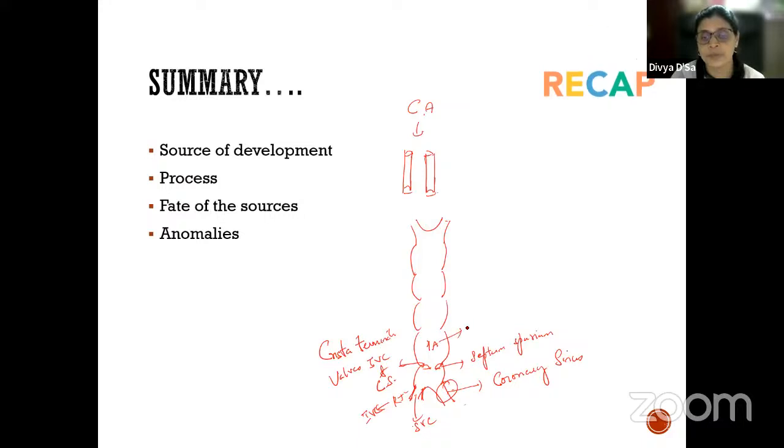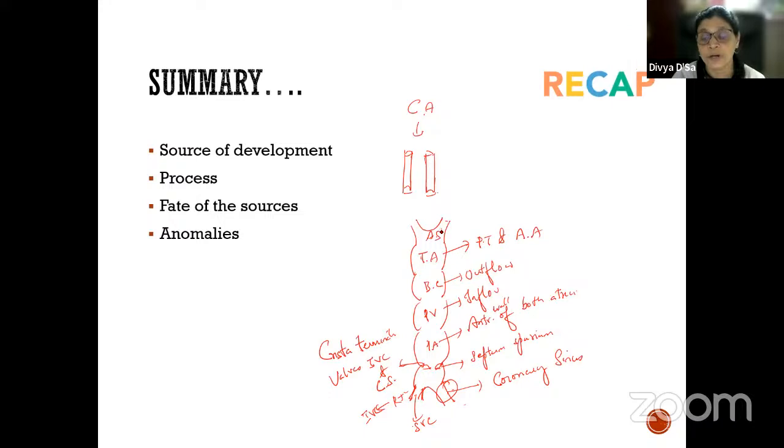Then we have the primitive atrium. Primitive atrium is forming the anterior wall of both atriums, right? Then we had primitive ventricle. It formed the inflow part of ventricles. Then we have bulbus cordis, which forms the outflow part of the ventricles. And then we have truncus arteriosus forming the pulmonary trunk and ascending aorta.